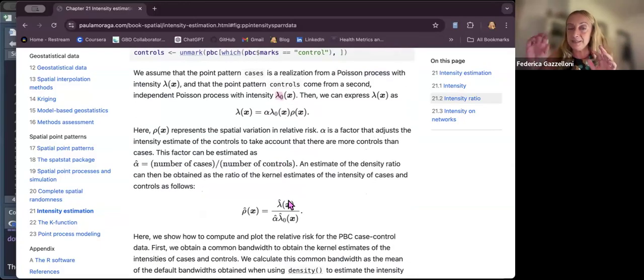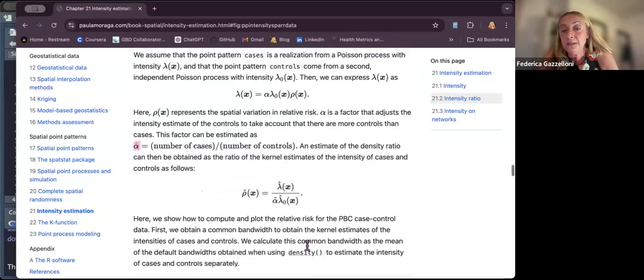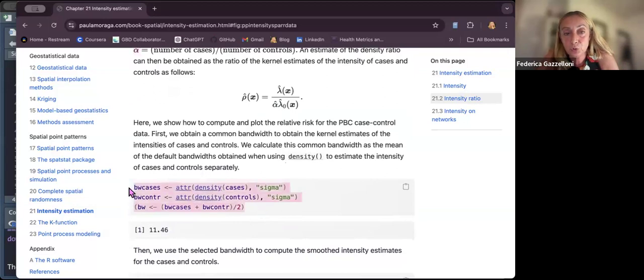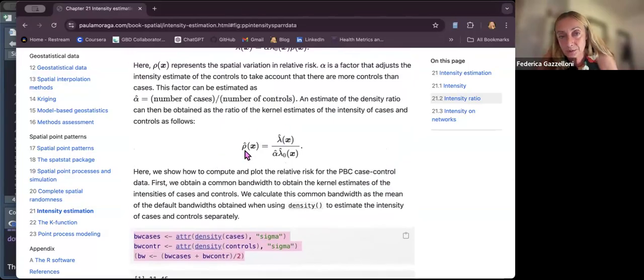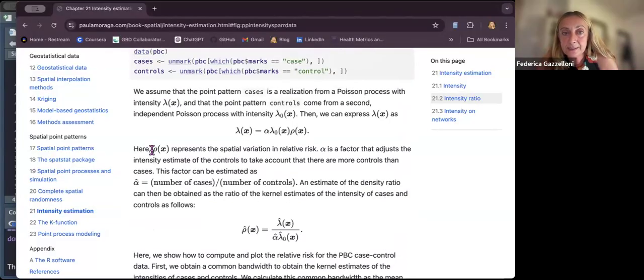But now what we are going to do is consider the ratio of this intensity based on a certain value of alpha. This alpha is basically the ratio of the number of cases to the number of controls. So you can identify an intensity ratio that would then be used within the density function itself. This is the formula, which is rho and the estimation. This rho(x) represents the spatial variation in relative risk, while alpha is a factor.